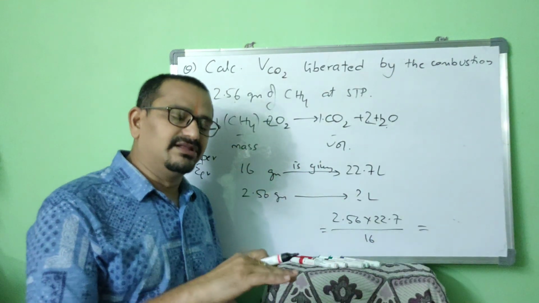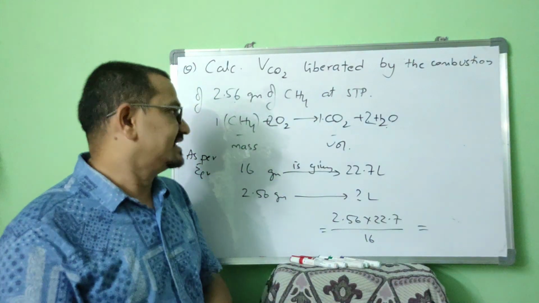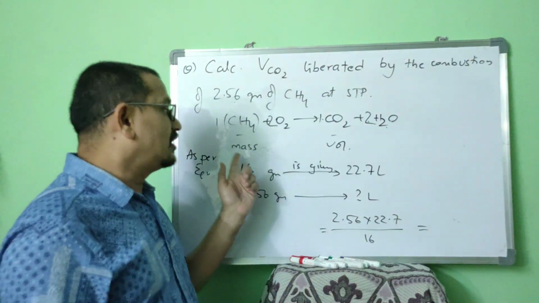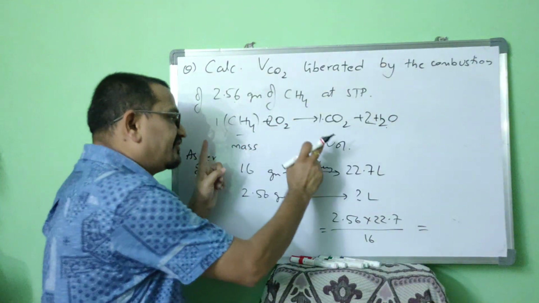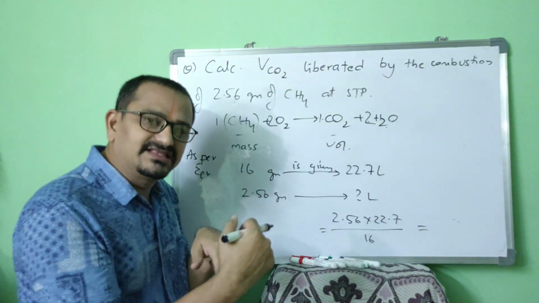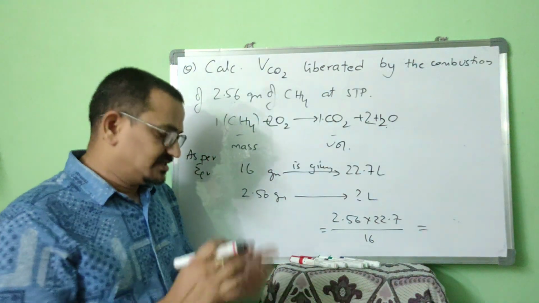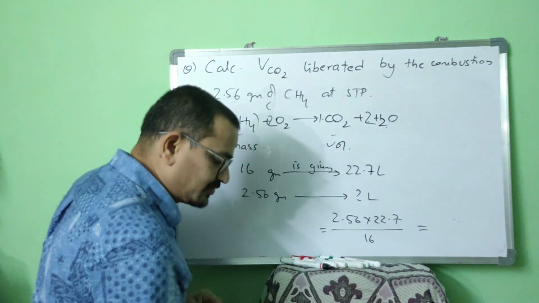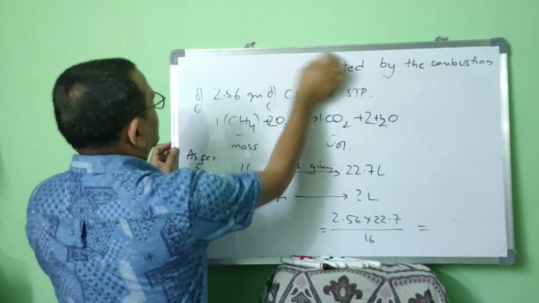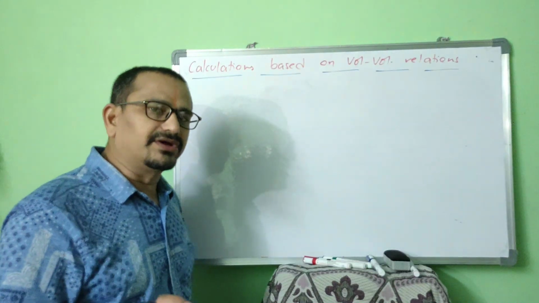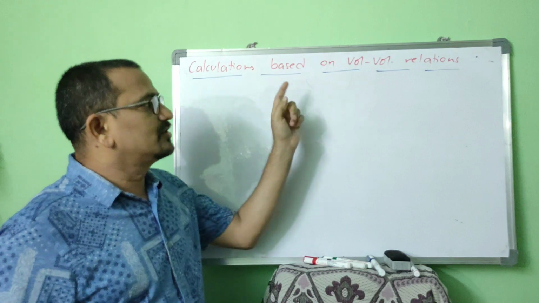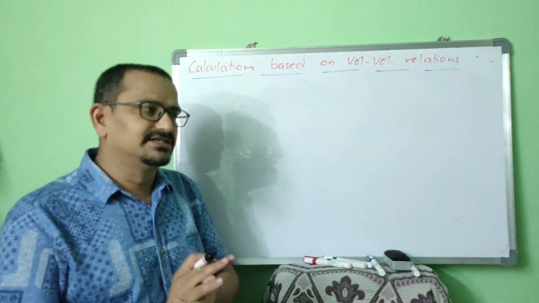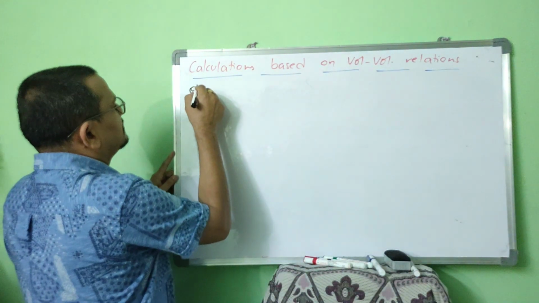Now another model, our next model of questions, is calculations based on volume relations. Volume means for both the compounds we have to deal with the volumes only. Understood? So let us see the next model of questions. Okay, now we are going to deal with calculations based on volume relations. See, start with a question.